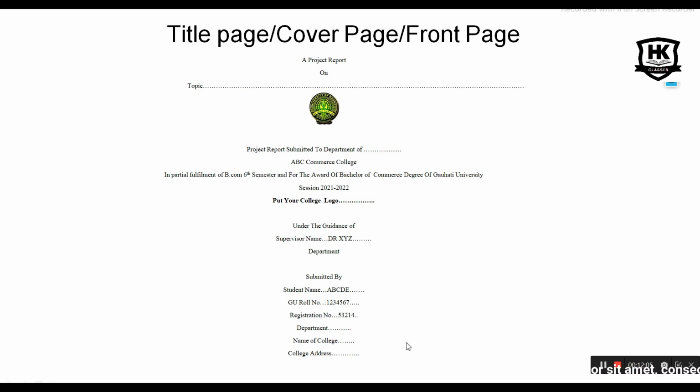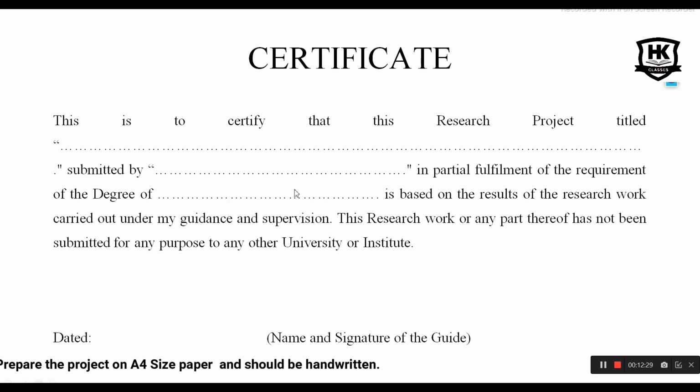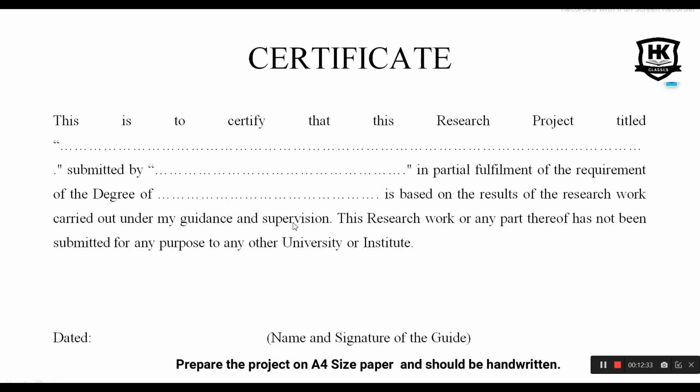Moving to the next slide is a certificate. Already I have given the certificate format, and this certificate is given by the guide. Okay, guide signature, guide name is very much essential. By looking at the format you will come to know everything. Under the certificate title you have to mention, submitted by, your name has to be mentioned, degree for what? Bachelor of Commerce. Okay, and lastly you have to put your guide's name and signature.